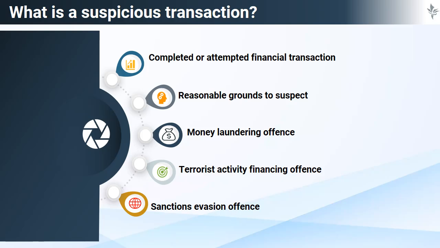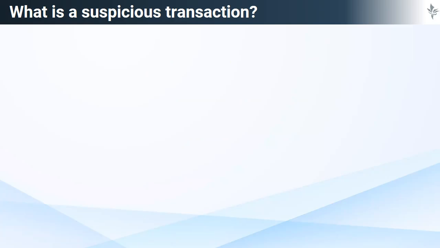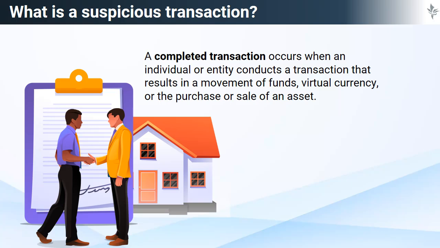Let's take a closer look at the components of a suspicious transaction. Suspicious transactions can be completed or attempted transactions. A completed transaction occurs when an individual or entity moves funds, virtual currency, or makes the purchase or sale of an asset. For example, you, as a lender, issue a mortgage commitment letter to your client, and the mortgage is funded on the specified closing date. This is a completed transaction.